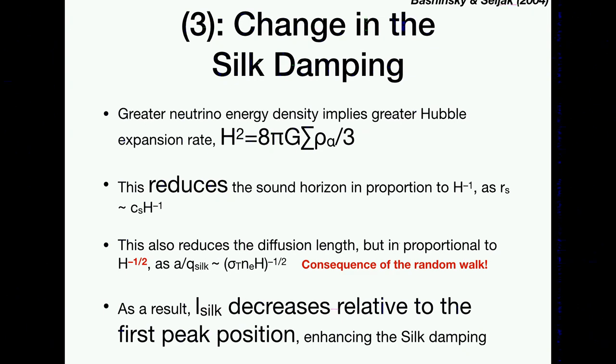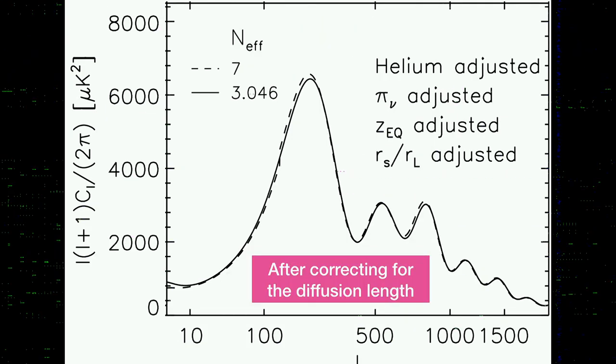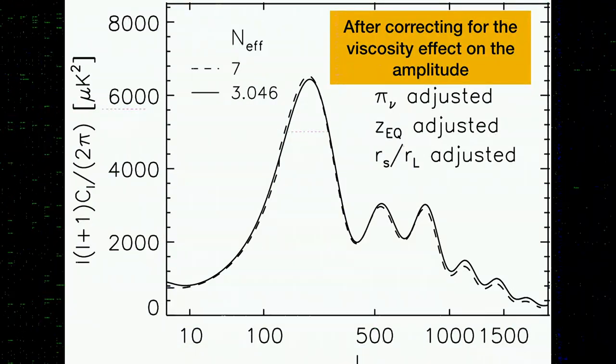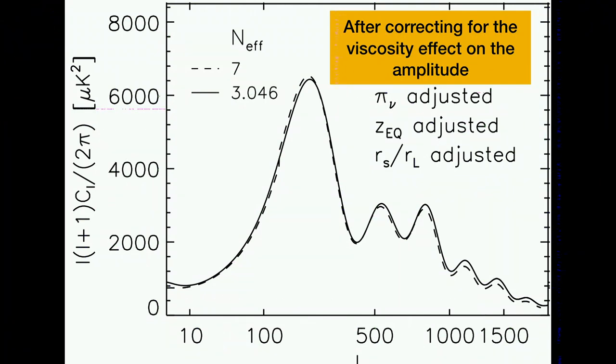So the net result is that this effect is due to the fact that once you normalize everything to the first peak, the damping effect appears at the lower L because scaling due to H is different. You can correct for it by artificially reducing the number of electrons.